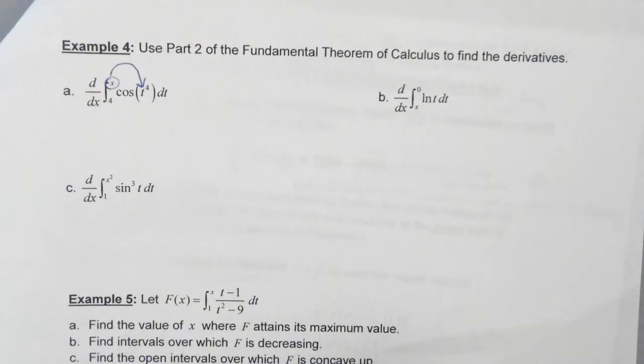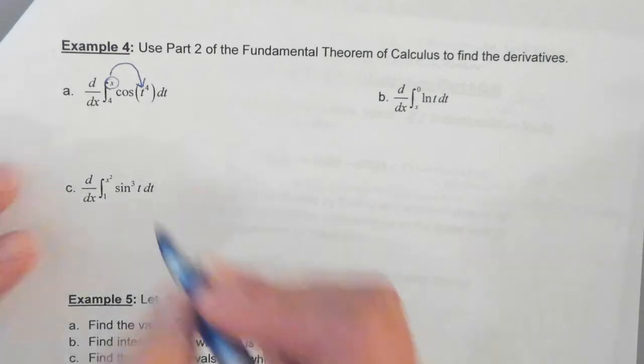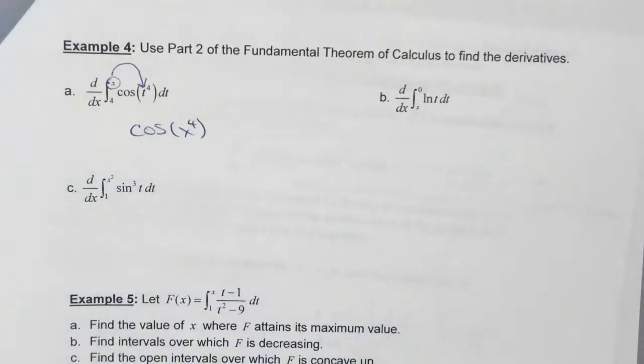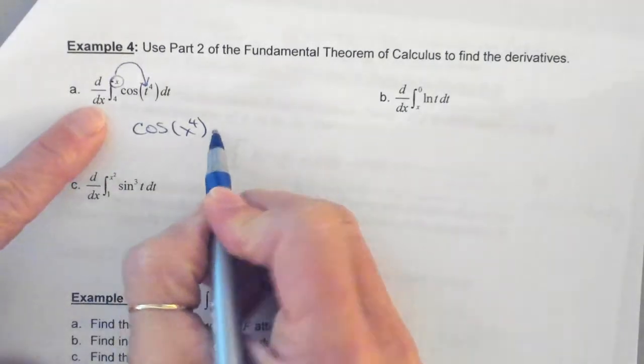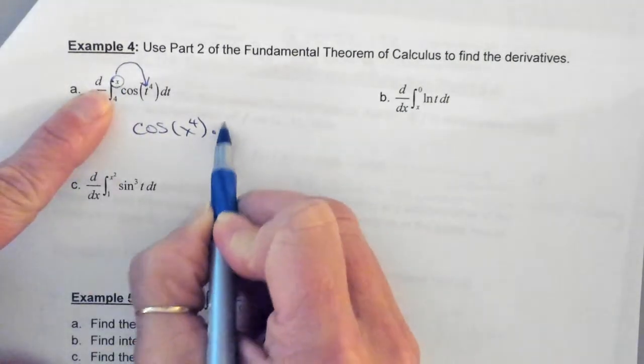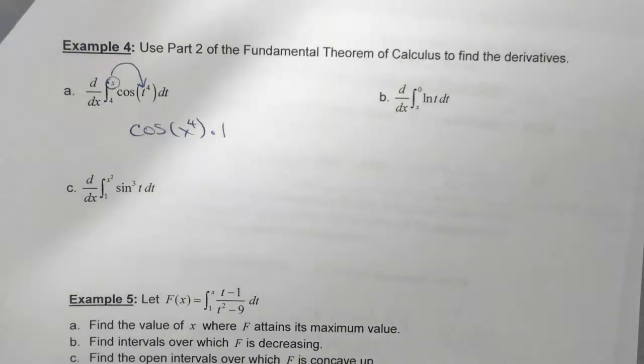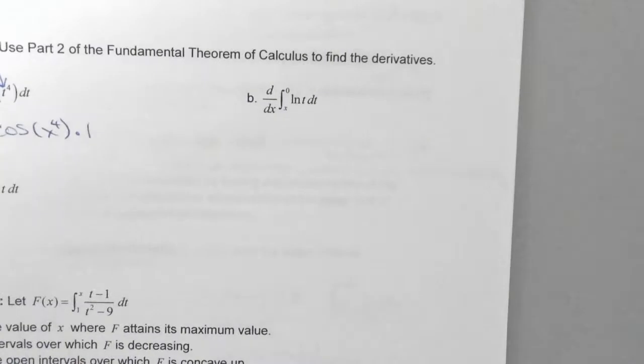What is my answer? What do you think the answer is? Yes, cosine x to the fourth. You're done. Now, this is technically times the derivative of this, which is 1, but whenever it's times 1, don't we just kind of move on? I'm going to show you when it's not, I promise. Okay, questions on A? Okay, take a look at B.